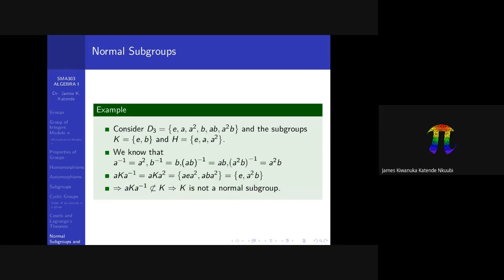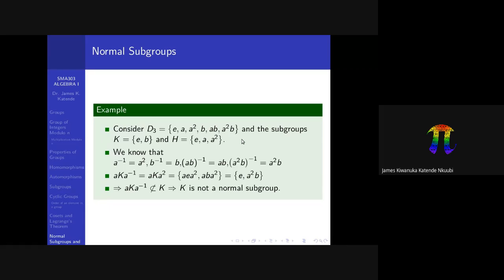Okay, we proceed. Let's look at another example. We look at our favorite group, the dihedral group of degree 3, or what we call the symmetries of an equilateral triangle. This is how we set them up. We had E, A squared, B, AB, and A squared B. We also constructed some subgroups earlier, which we shall use. We call the first one K, consisting of these two elements, E and B, and the second one is H, consisting of these three elements, E, A, and A squared. So we have two subgroups. We want to check if they are normal subgroups.